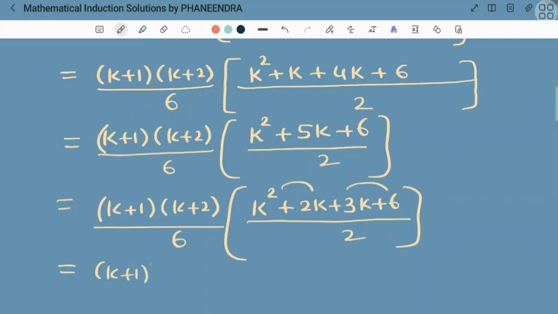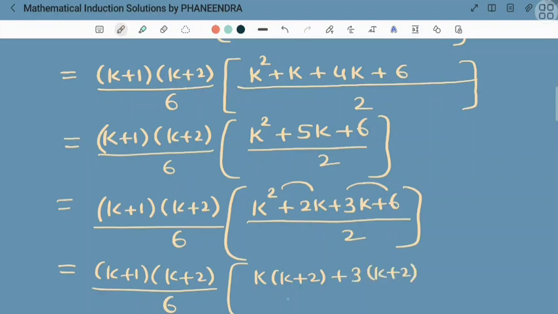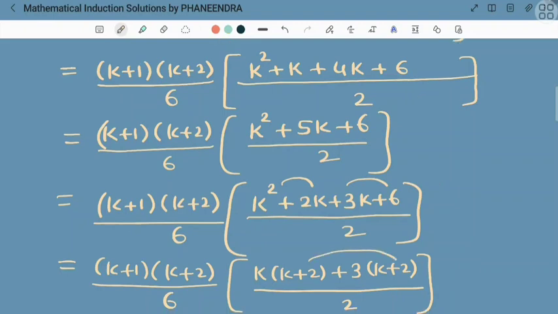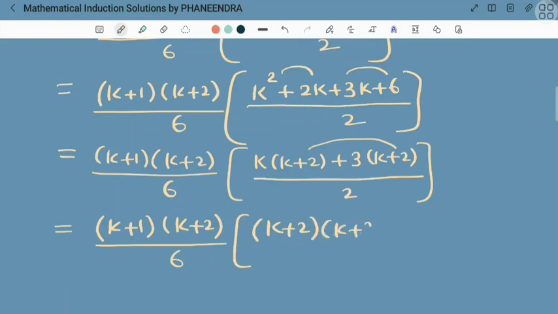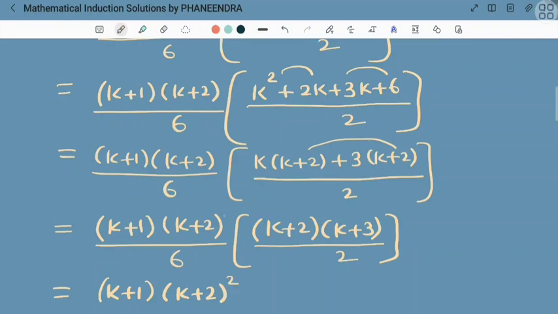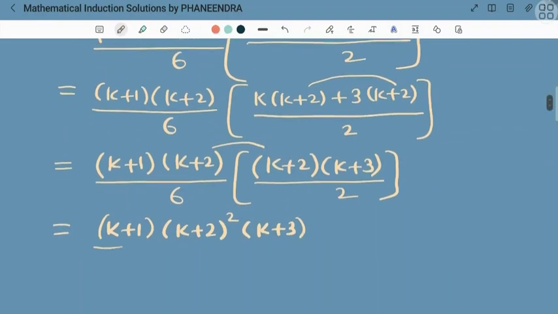So k plus 1 into k plus 2 by 6 into k into k plus 2 plus 3 into k plus 2 by 2. Again k plus 2 take common from these two. So k plus 1 into k plus 2 by 6 into k plus 2 into k plus 3 divided by 2. So we can write it as k plus 1, k plus 2 whole square, into k plus 3 divided by 6 into 2, 12.